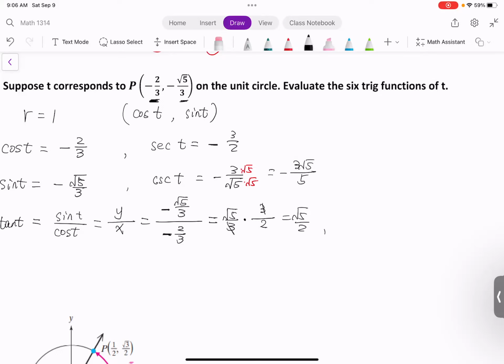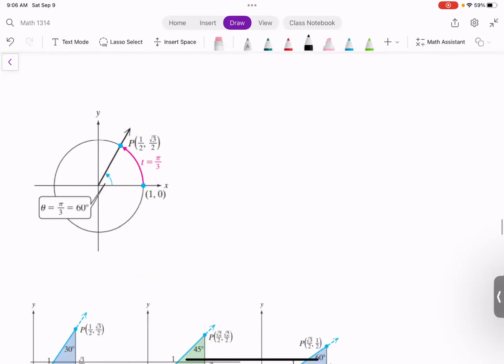And how about the cotangent? Cotangent t equals the reciprocal of tangent, which is 2 over square root of 5. Continue to rationalize this. I get 2 square root of 5 over 5. All right, we found all the values. How about the next one?